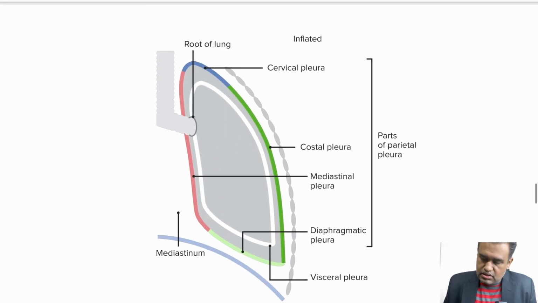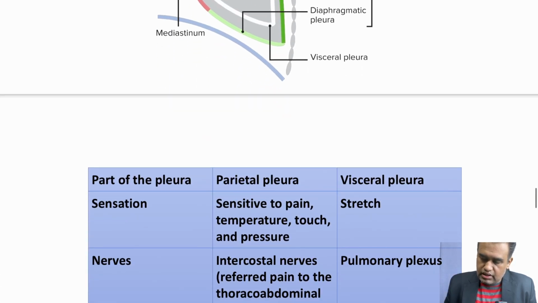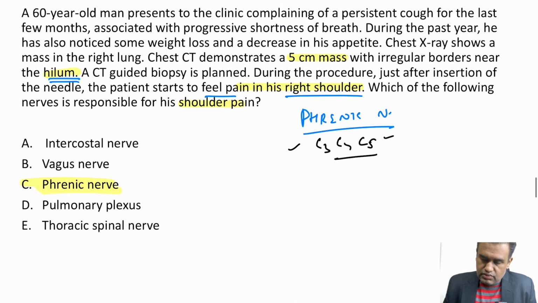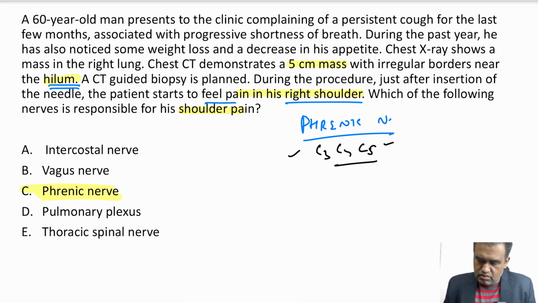Here you can see in the images, these are the sort of side types of pleura shown over here. And do remember that the pleural sensation and the nerves are also written over here. So you see the nerves, the phrenic nerve, you can see it's a referred pain going to the shoulders. That's very important. Therefore, the answer for this question, B, will be phrenic nerve without a doubt.